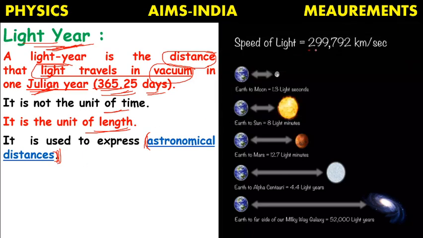We know that speed of light is around 3 lakh kilometer per second. 3 lakh kilometer per second. From Earth to Moon, the distance is 1.3 light seconds.